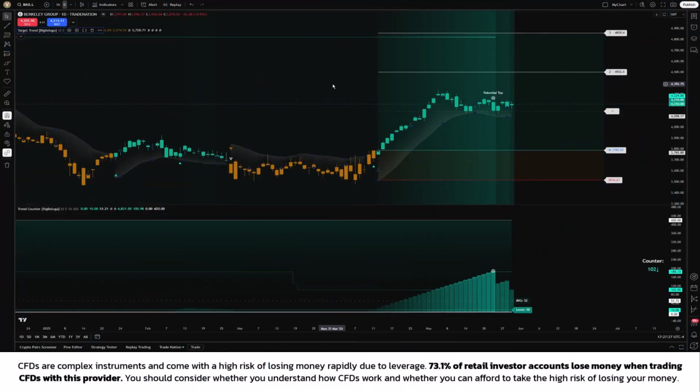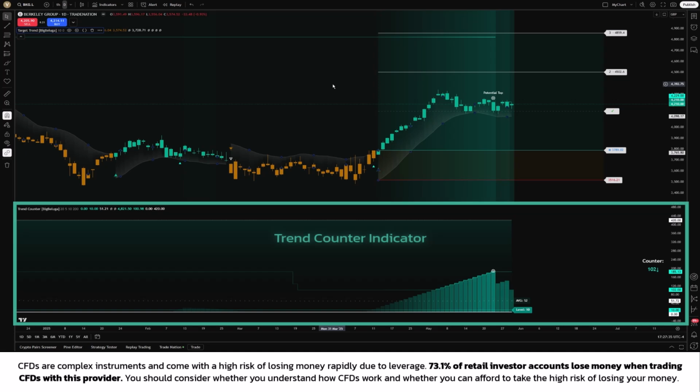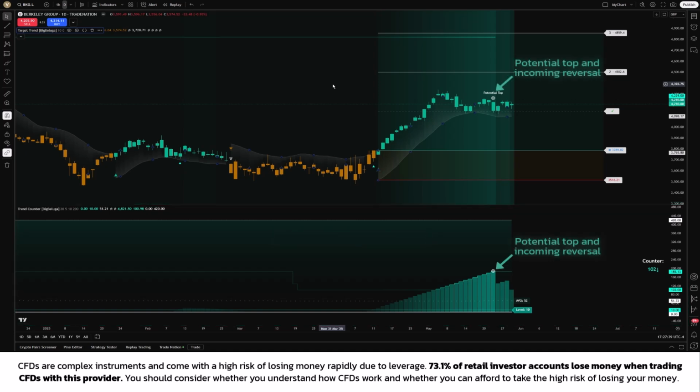To enhance the effectiveness of the Target Trend Indicator, traders might consider using it alongside other tools. For instance, the Trend Counter Indicator by BigBeluga helps identify trend conditions and potential reversals by counting the number of bars within a specified period that are above or below an average price level. This can provide additional confirmation for trend strength.